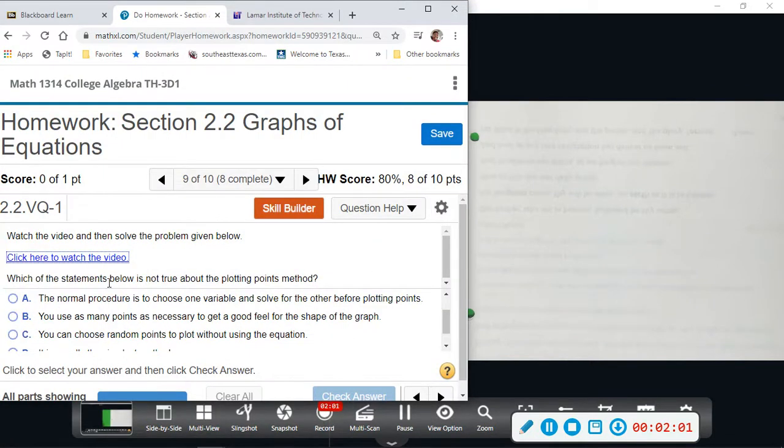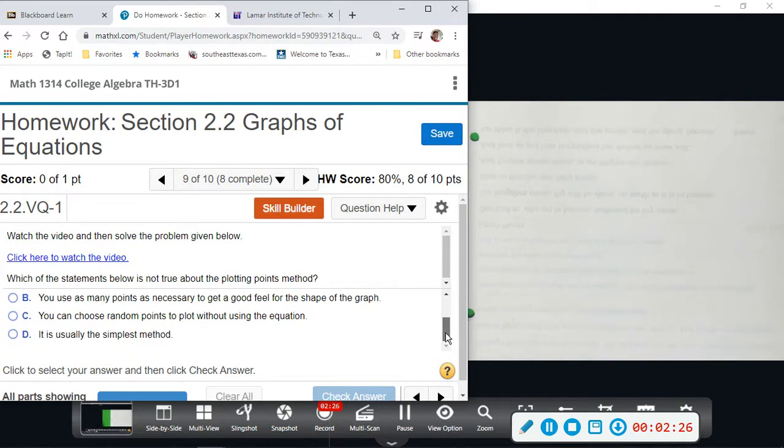So, which of the statements below is not true? The normal procedure is to choose one variable and solve for the other one. That's exactly what he said. That is true. You may choose as many points as necessary to get a good feel. So, yes, with the graph you can pick as many as you want. You only need 2 for linear, but if it's a different type of graph, you might want to choose more. So the more the better.